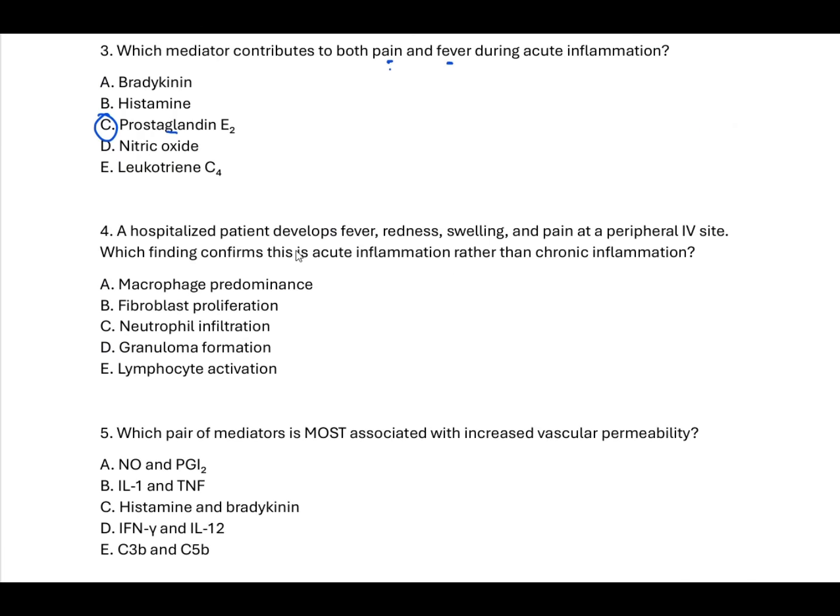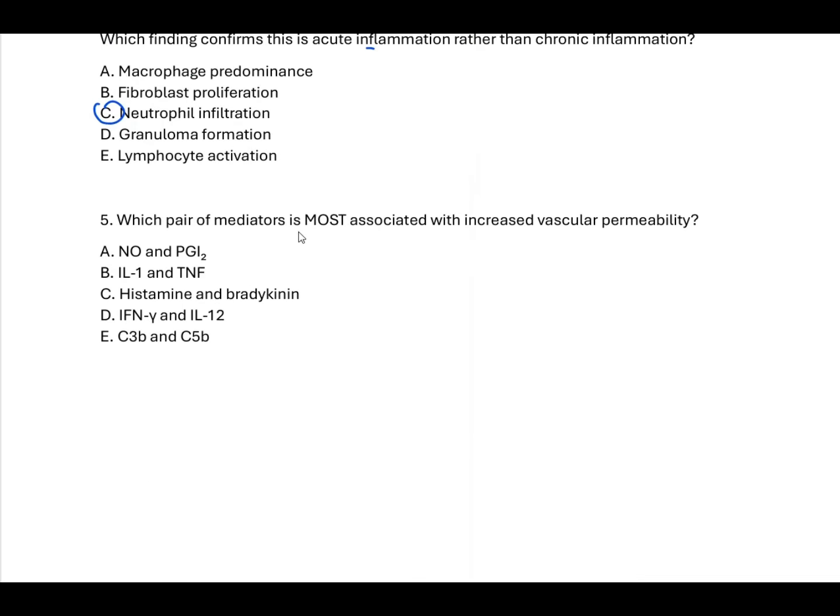Next question. A hospitalized patient develops fever, redness, swelling, and pain at the site of a peripheral IV. Which finding confirms this is acute inflammation rather than chronic inflammation? Like we mentioned, the key player in acute inflammation is neutrophil infiltration, because macrophage, fibroblast, granuloma, lymphocyte, those are all signs of chronic inflammation, guys. And the last question there, which pair of mediators is most associated with increased vascular permeability? So the best answer there will be histamine and bradykinin.